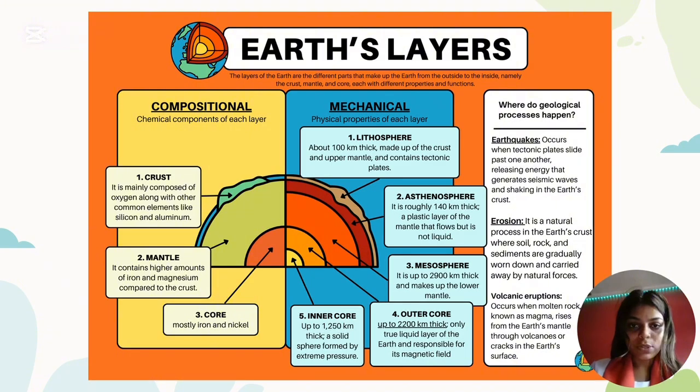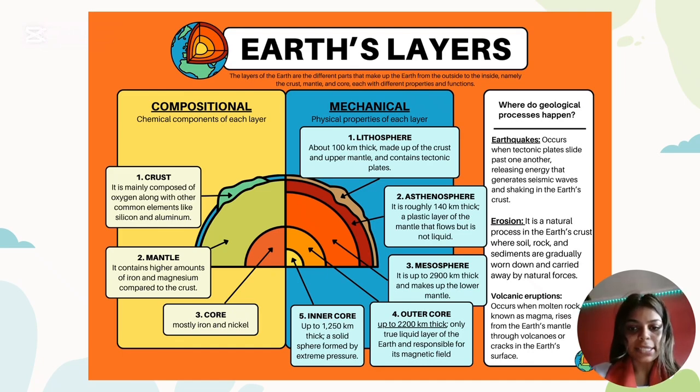Now we look at the outer core. It's a liquid layer that's about 2,200 kilometers thick and it's the only liquid layer of the Earth. The movement of molten iron and nickel in the outer core generates the Earth's magnetic field. Then we move to the inner core. This is about 1,250 kilometers thick and it's solid due to the intense pressure. Despite extremely high temperature, it is composed mainly of iron and nickel.